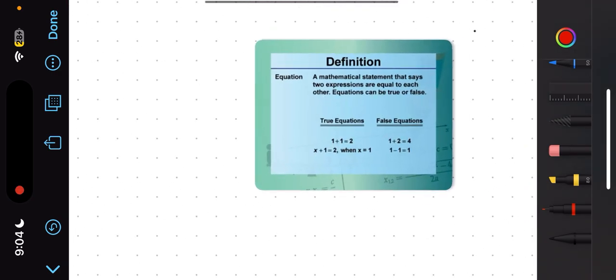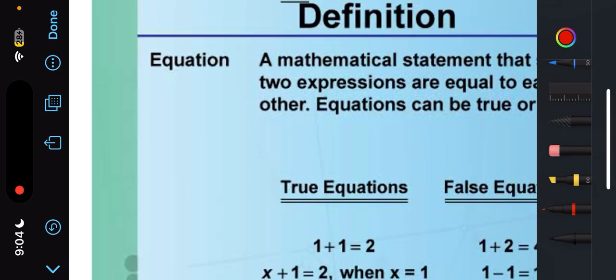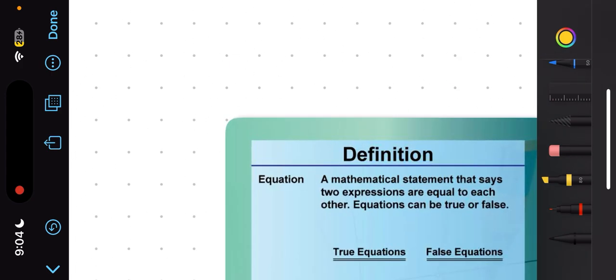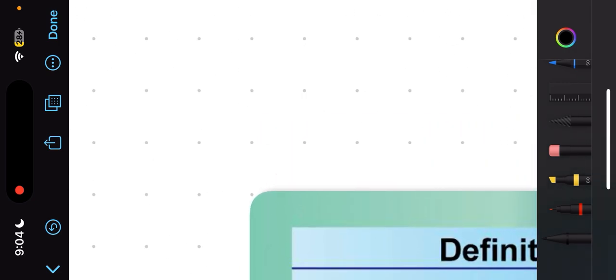Now let's come to a lengthy topic, which is equation. Don't think that equation is different and difficult. It's easy, trust me. First of all, we will know what an equation is. A mathematical statement that says two expressions are equal to each other. Equations can be true or false.